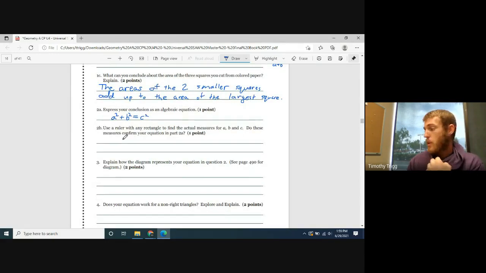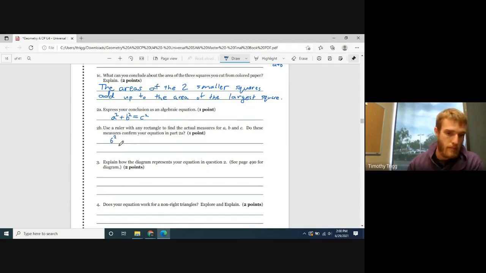Well, one thing we can do is you can use a ruler to measure the length of A, measure the length of B, and measure the length of C, and put those measurements into here. But we don't really necessarily have to do that because we use graph paper. So we could just measure it in terms of how many little squares it takes. So for the A square, that was a 6 by 6 square, right? So the length of A is 6, isn't it?